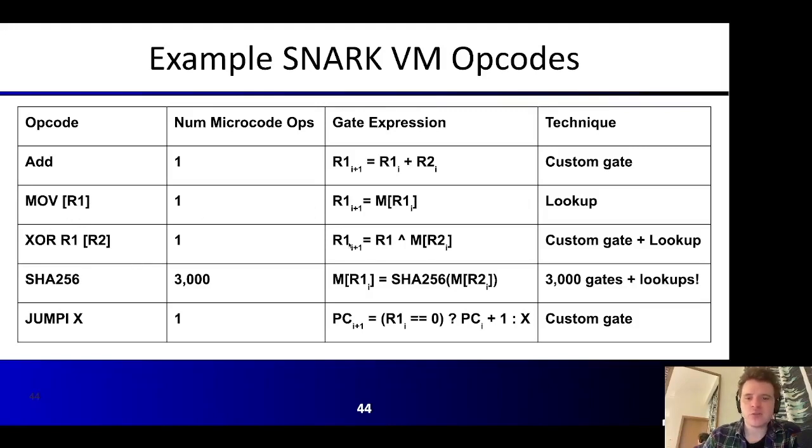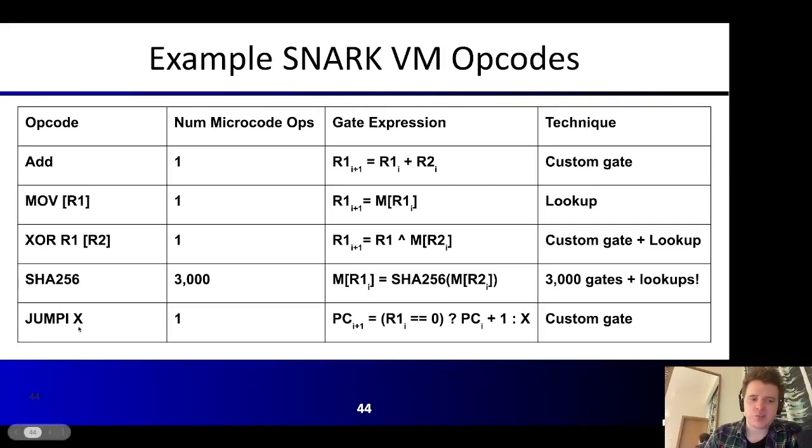And then similarly for exclusive OR, this would be one variant of an XOR where R1 is the exclusive OR of its value and the memory lookup of R2. I've said here as an example this would use one microcode operation. You may need more, because you may need a microcode operation to do the memory access and then a microcode operation to do the exclusive OR. And as an example, I've said SHA-256 here: you could say that you're going to store in the memory cell pointed to by R1 the SHA-256 value of the memory cell pointed to by R2. And this would require many, many custom, specialized gates with specialized selectors.